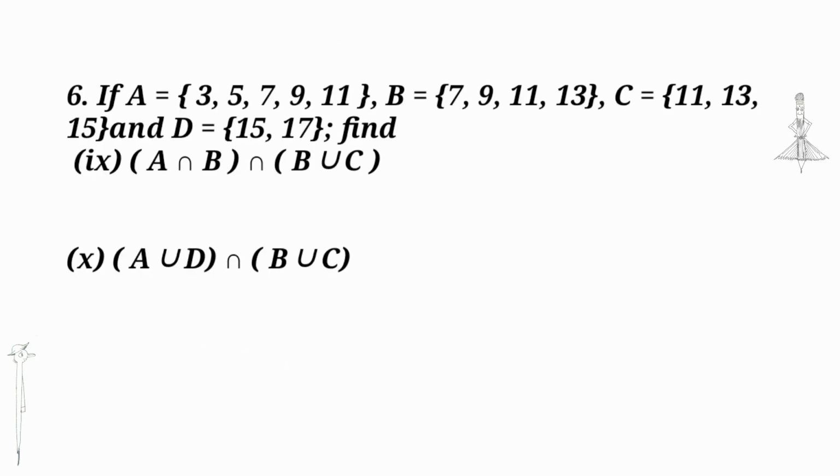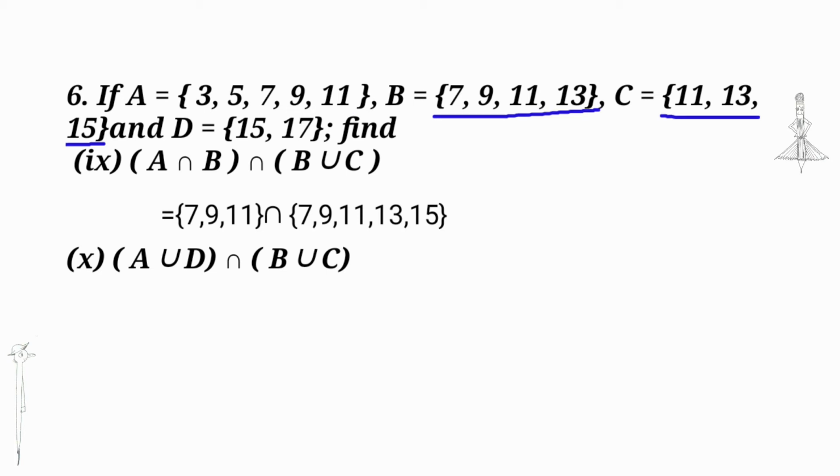Then next question, A intersection B intersection B union C. First find A intersection B, we get {7, 9, 11}, and next we find B union C, we get {7, 9, 11, 13 and 15}. Then common to A intersection B and B union C we get {7, 9, 11}.